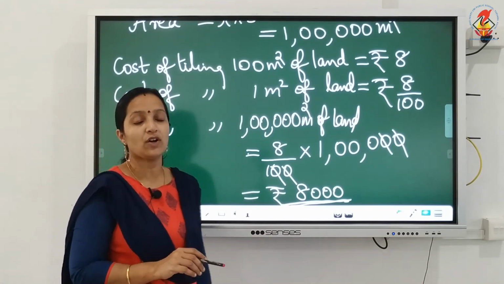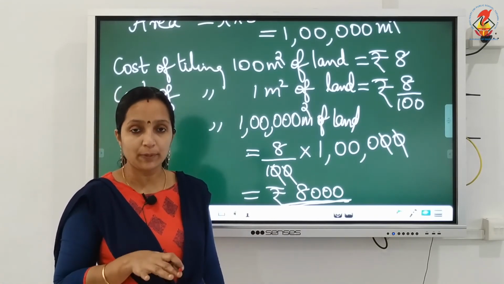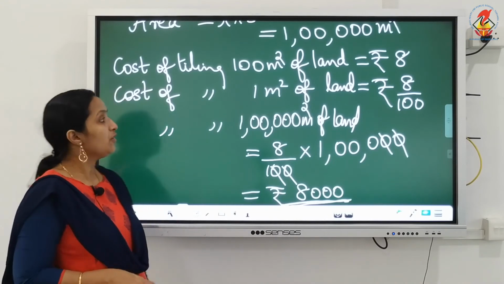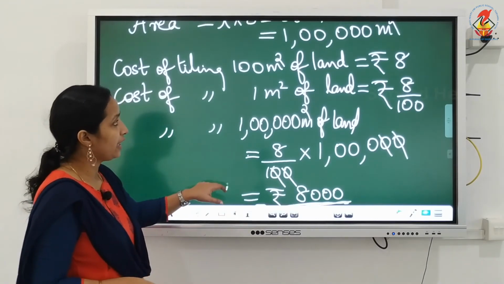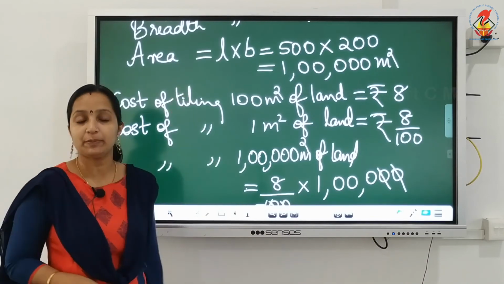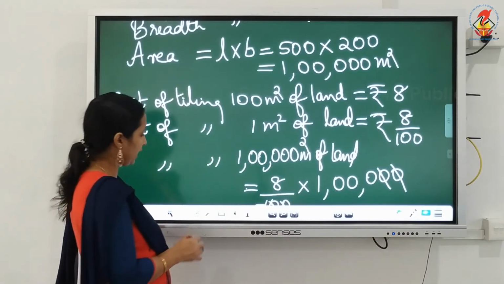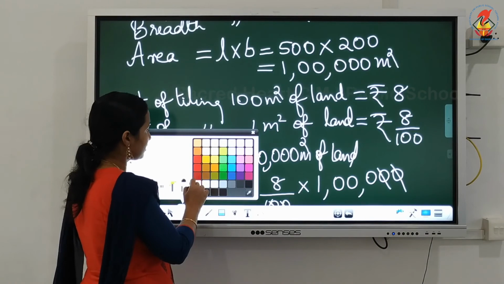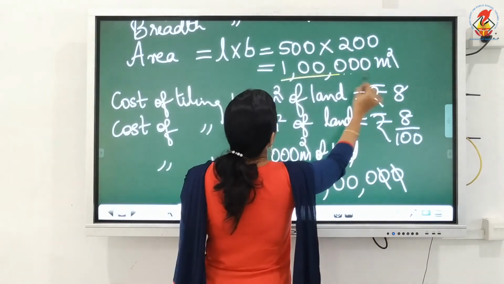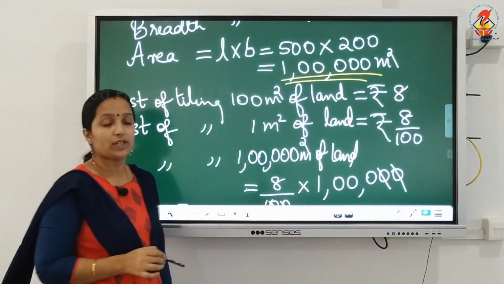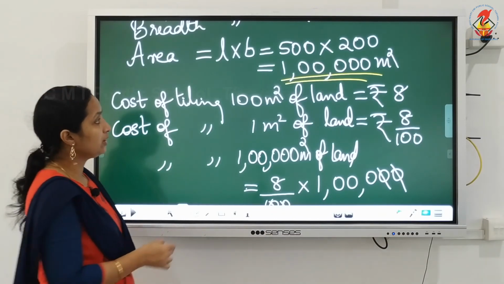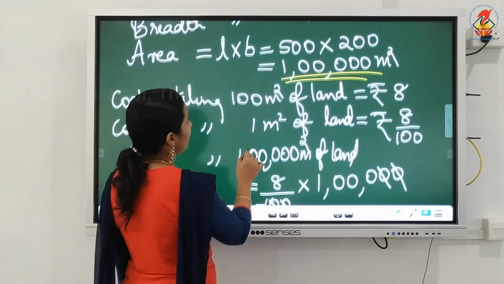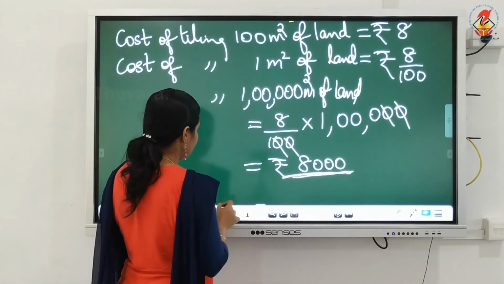We have to find the cost of tiling a rectangular plot of land. For finding the cost, first we have to find the area of that particular land, and we got the area as 1 lakh meter square. What is the formula of finding area of a rectangle? Length into breadth. And we got the area as 1 lakh meter square. So if you know the area, we can easily find the cost.